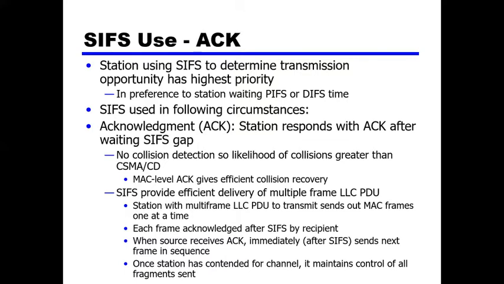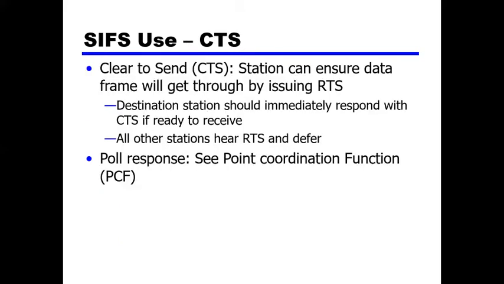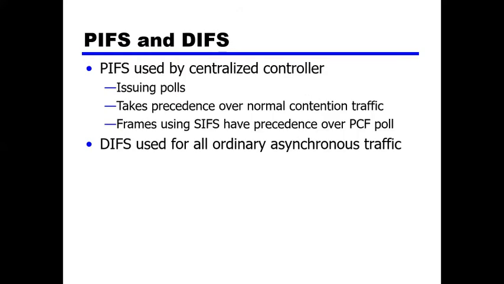Once a station has contended for the channel, it maintains control of all the fragments sent. SIFS is also used for CTS, clear to send. A station can ensure its data frame will get through by issuing an RTS. The destination station should immediately respond with a CTS if ready to receive. All the other stations hear the RTS and defer, following the full responses.